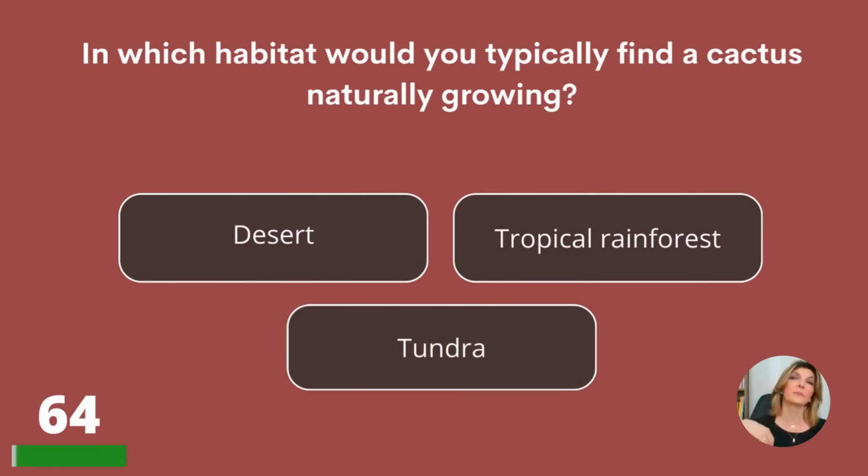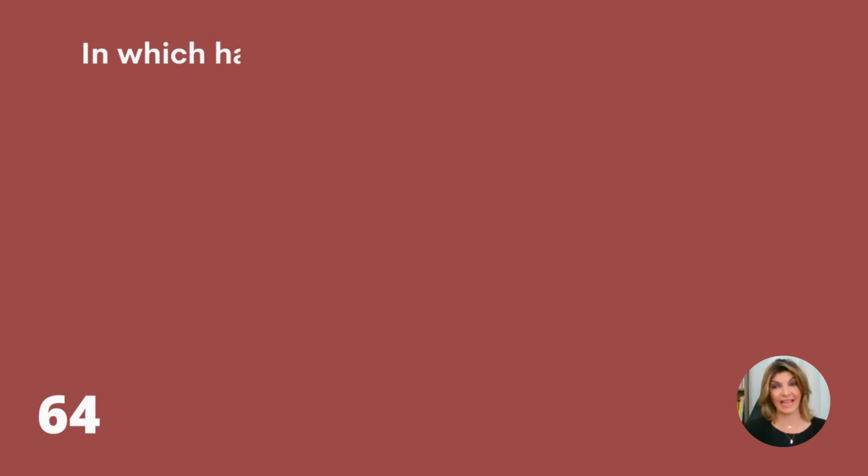In which habitat would you typically find a cactus naturally growing? Desert, tropical rainforest, or tundra? A desert.